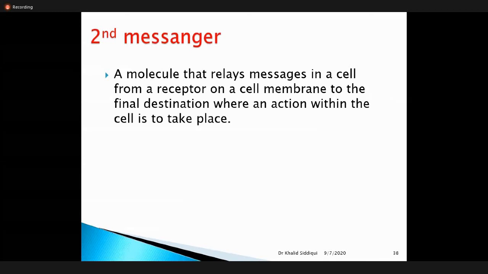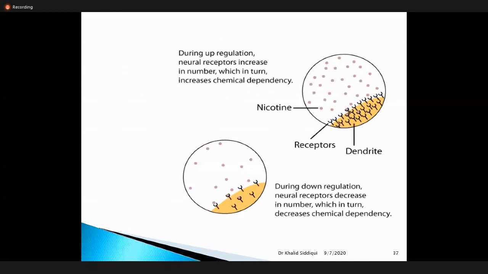Now, as you know, the hormones get released from the endocrine gland, and the level of the hormone in the bloodstream is high at the initial phase. But as the hormone acts or binds with the receptors, the level of the hormone inside the bloodstream or body fluid decreases.